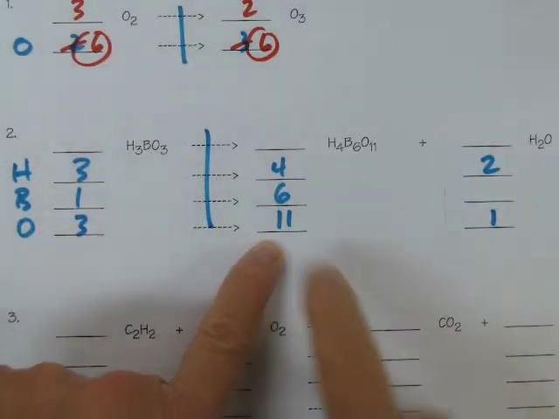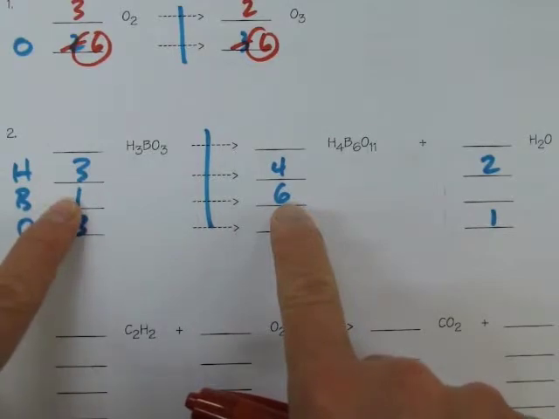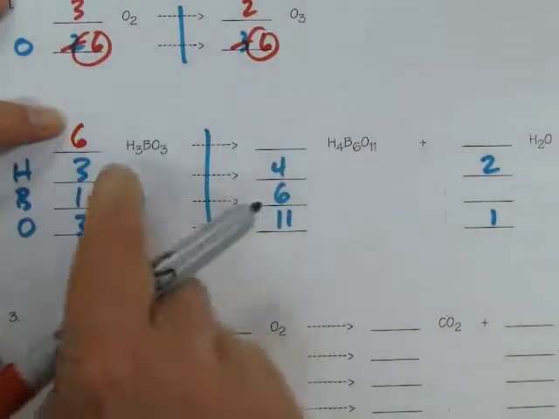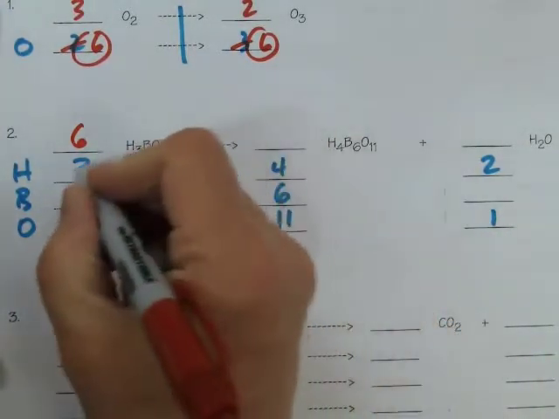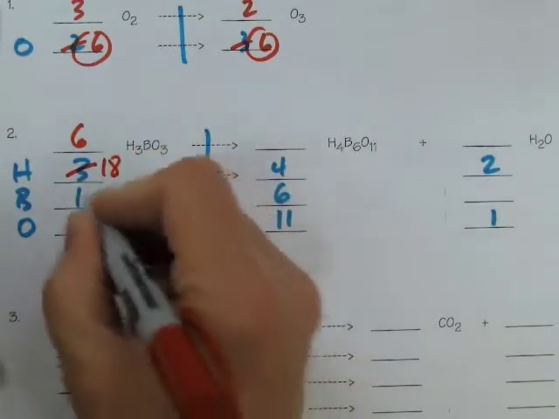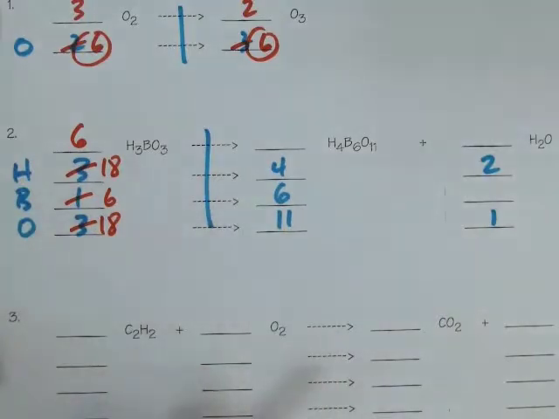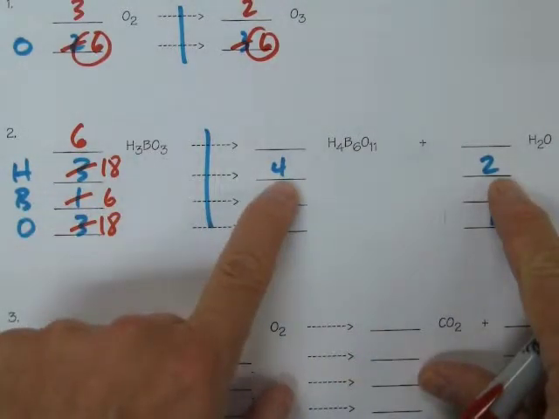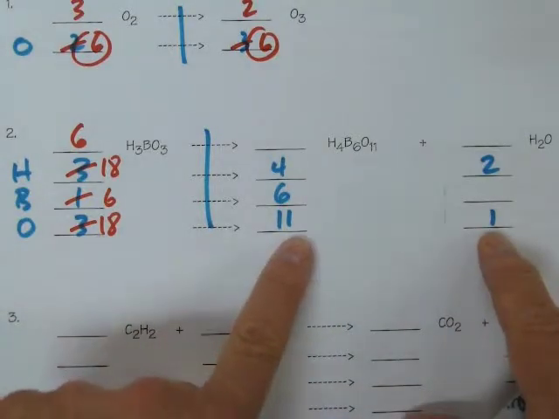I'm going to look for something easy to fix, like this 6 and this 1. I can make this 1 into a 6 if I multiply the whole formula by 6. Multiplying this formula by 6 multiplies everything that I just counted by 6. So now there are 18 hydrogens, 6 borons, and 18 oxygens. Okay, let's see what I can do to make this balance. 18 hydrogens, and over here only 6.